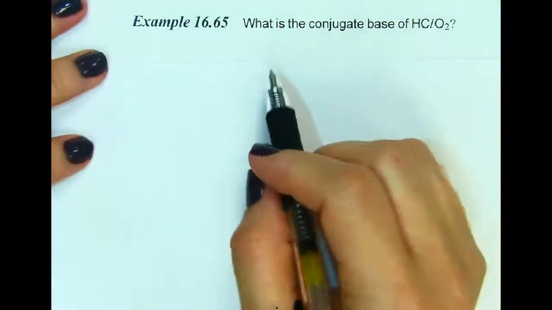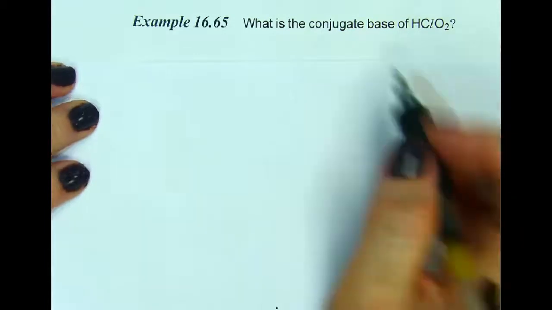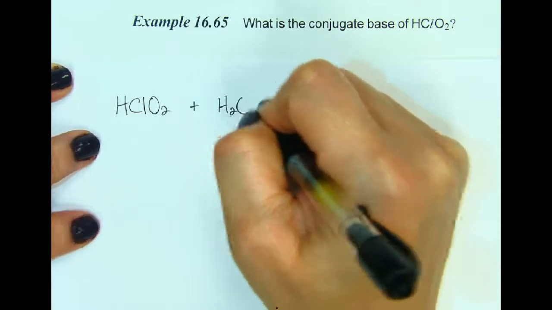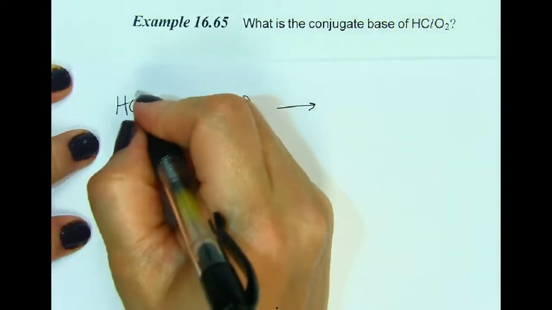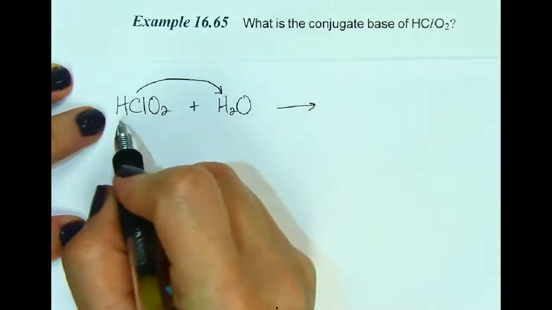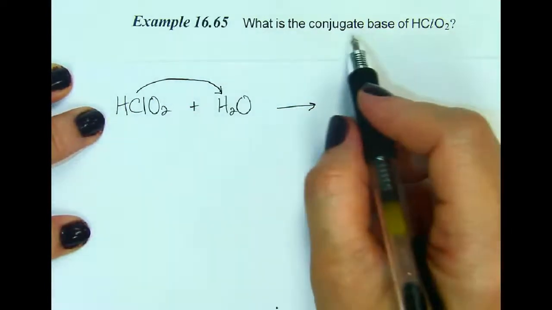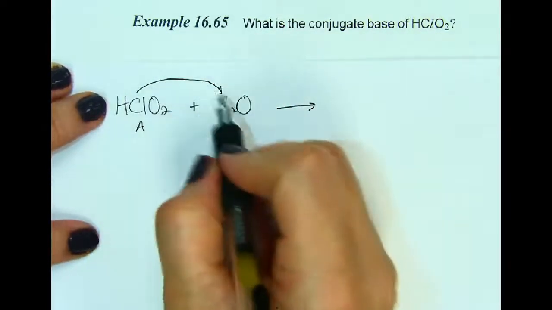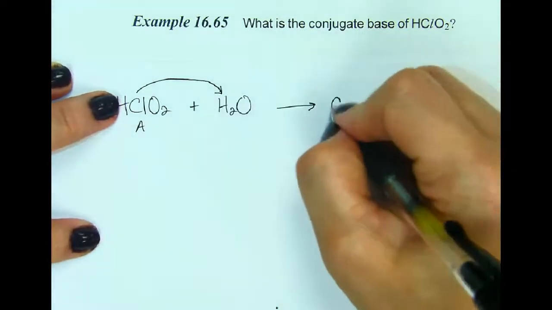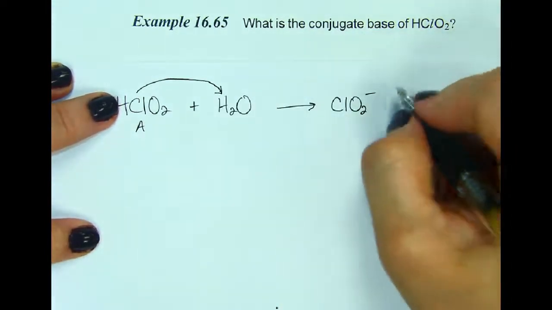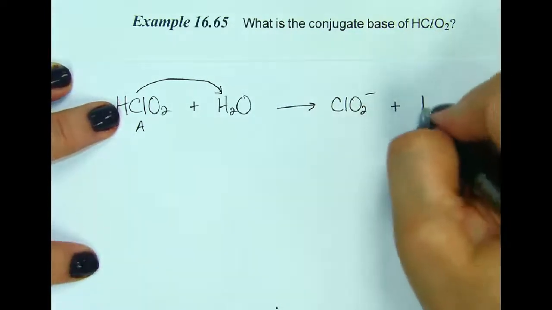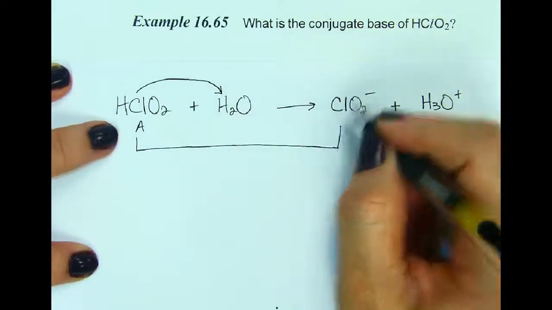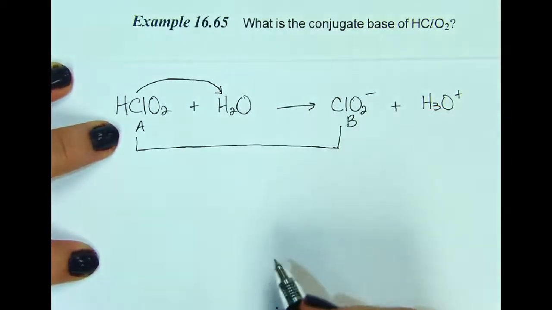Example 16.65, what is the conjugate base of HClO2? Again, we're going to place this in water, and the transfer is going to go from the HClO2 over to the water. Because we're looking for the conjugate base of this, this must be an acid. So when it transfers the hydrogen over to water, it's going to end up as ClO2 negative anion plus, and that water is going to become hydronium. And so this is conjugates with this one, and because that's my acid, this is my conjugate base.